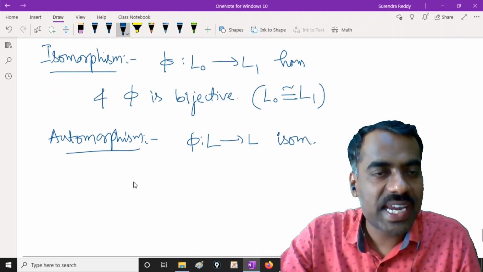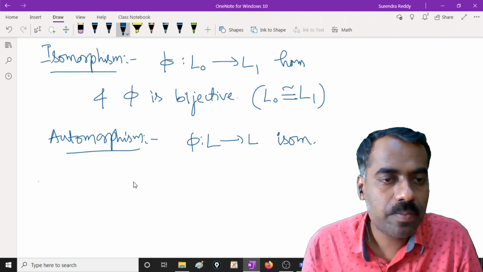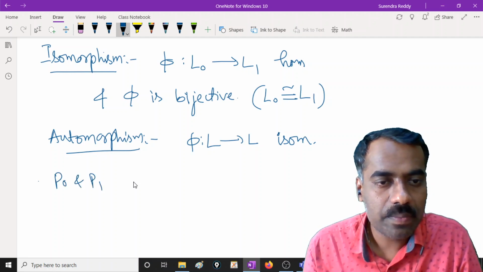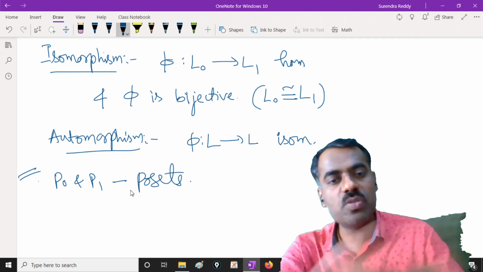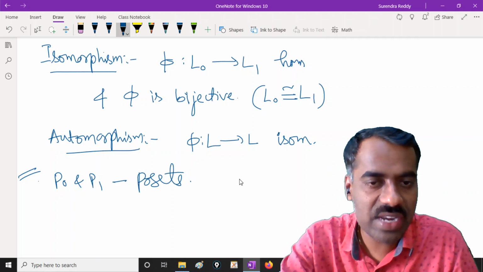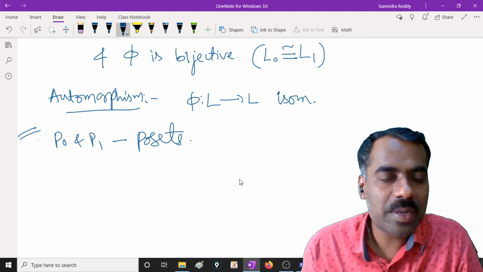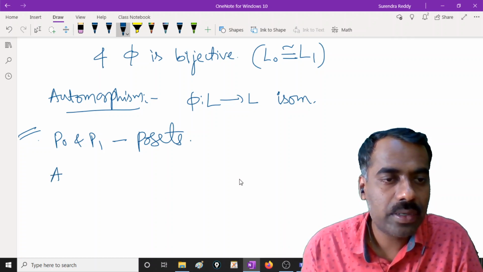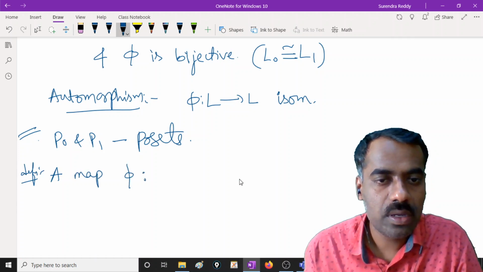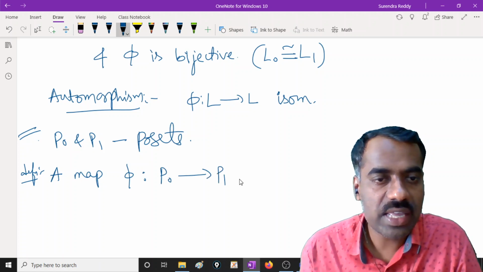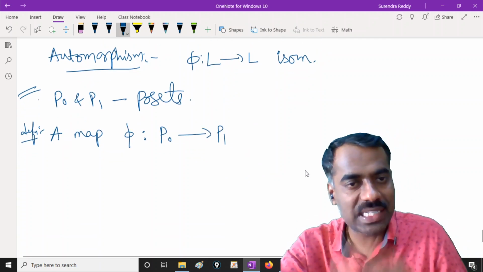Now, when it comes to posets, we have a lesser one. So you take posets P0 and P1. They are two posets. Because for posets, you may not define what join and meet are. When we have a lattice, you have join and meet. So here you will define what is meant by an order preserving map. Another definition: a map phi from P0 to P1. When they are posets, you should understand that there is a partial order relation on P0 as well as on P1.